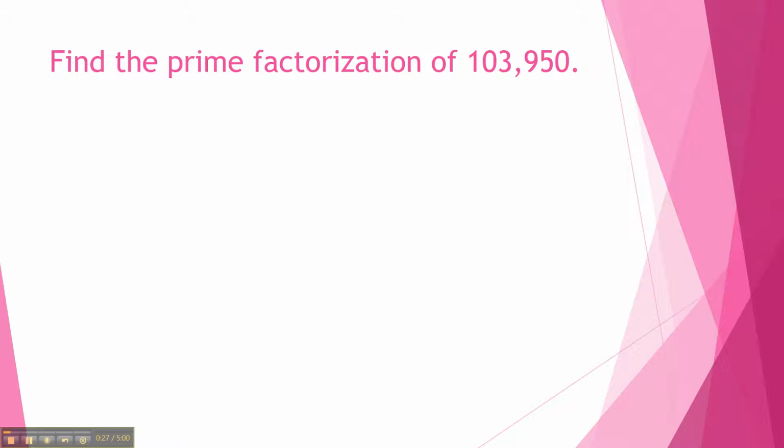So first you start with your number. Our volume for this one is 103,950. And what you're going to do when you prime factorize this number is break it down into its more basic factors. Meaning, find two numbers that multiply to give me 103,950. In this case, those two numbers are 150 and 693.